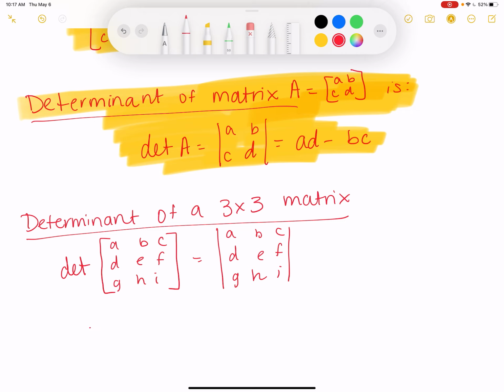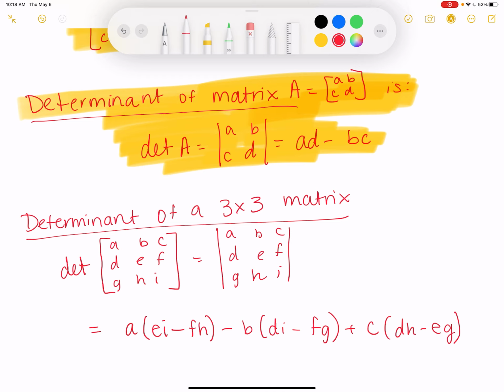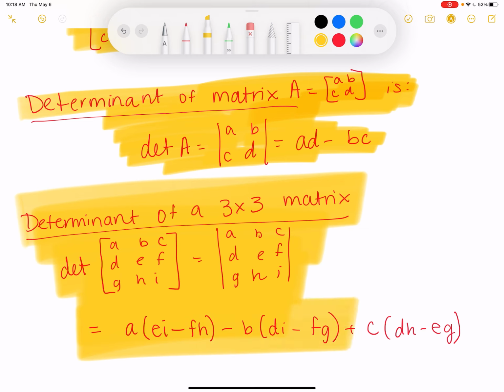This is equal to A times (EI minus FH) minus B times (DI minus FG) plus C times (DH minus EG). And you need to make sure you can do that.